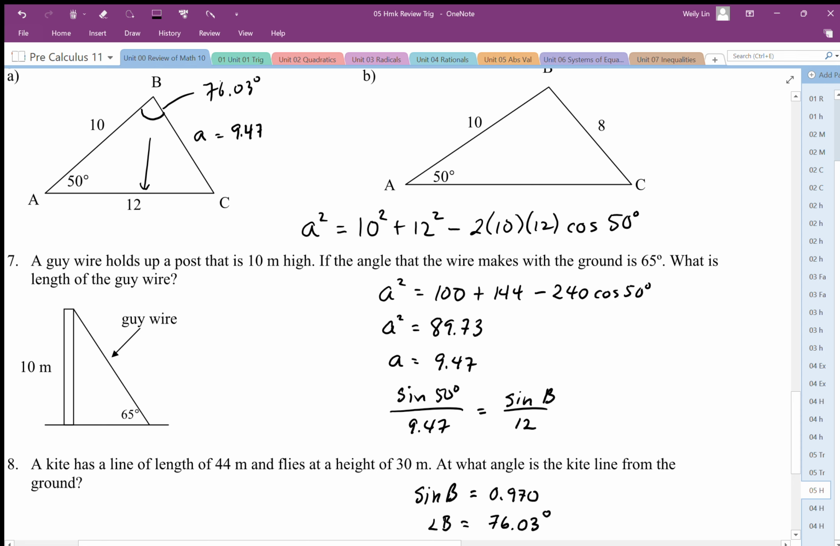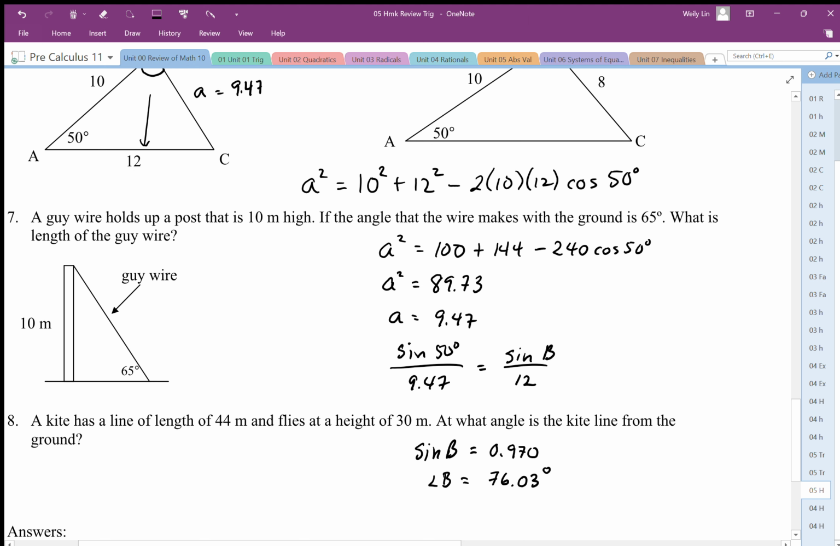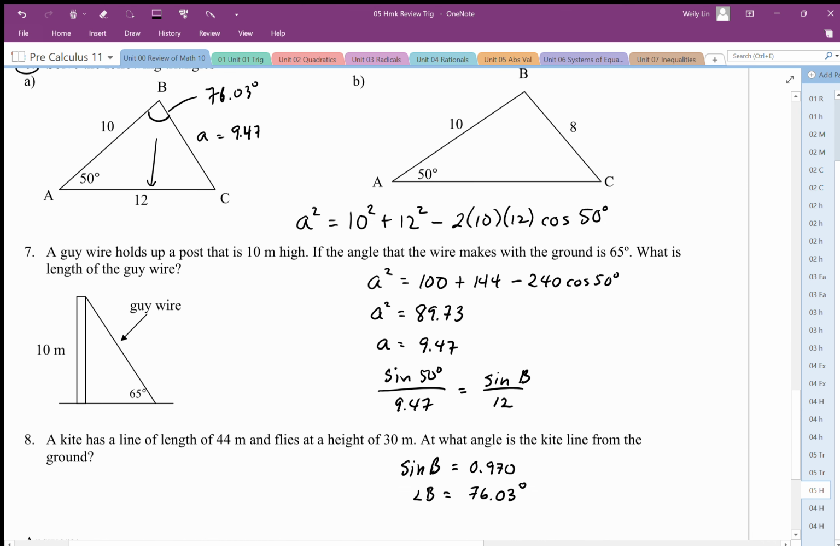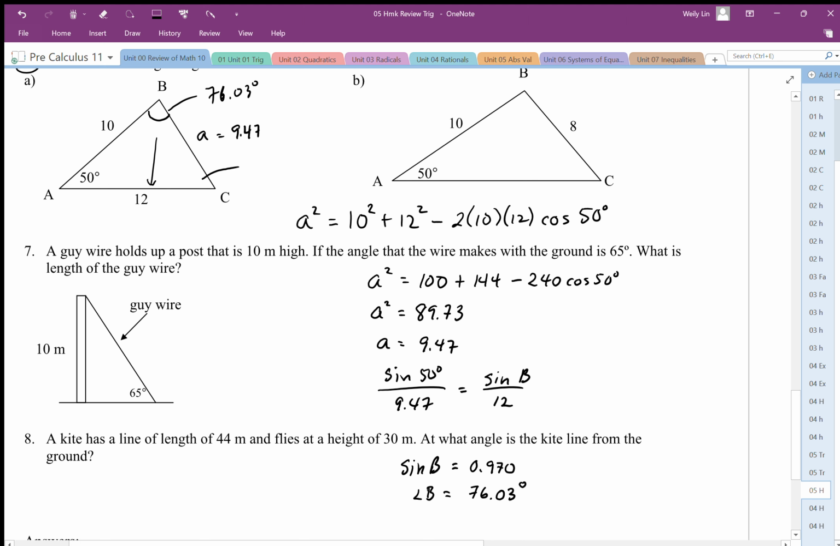So my side length is 9.47, and the angle here works out to be 76.03 degrees. Now, if you want to avoid this issue of the theta 1, theta 2, or the ambiguous case, we could use the cosine law to find the other angle there. And then by deduction, we go 180 minus the 50 degrees known, minus the 76.03 degrees known, and angle C works out to be 53.97 degrees.